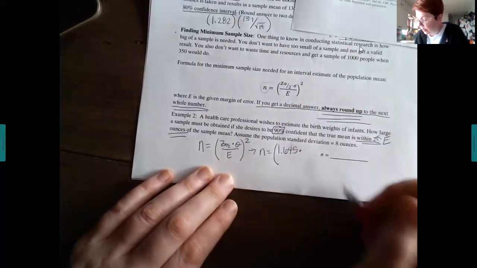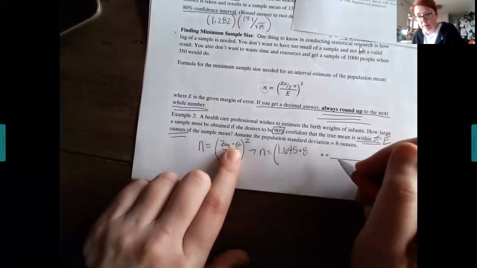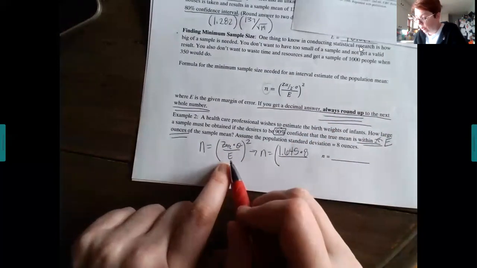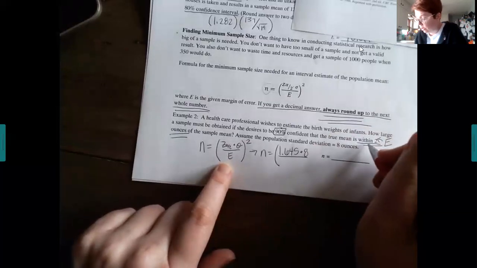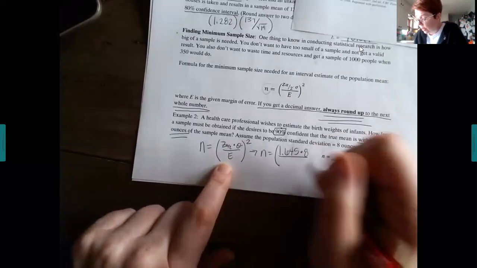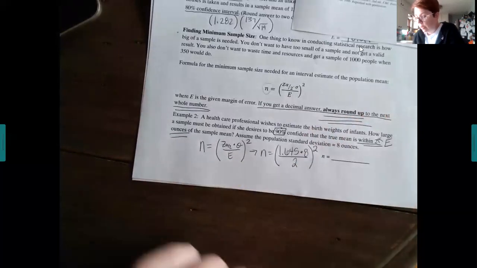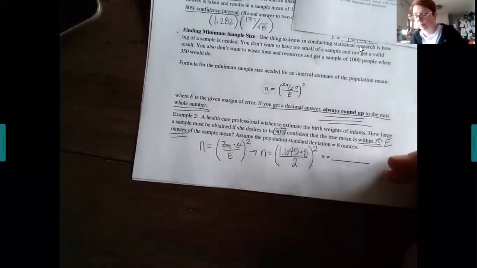All right. It tells us the standard deviation is 8. So we're going to replace that with 8. And the margin of error is how confident she wants to be within. So that she wants to be confident within 2 ounces. So that'll be 2. And then from here, it's just a matter of putting it in your calculator correctly.